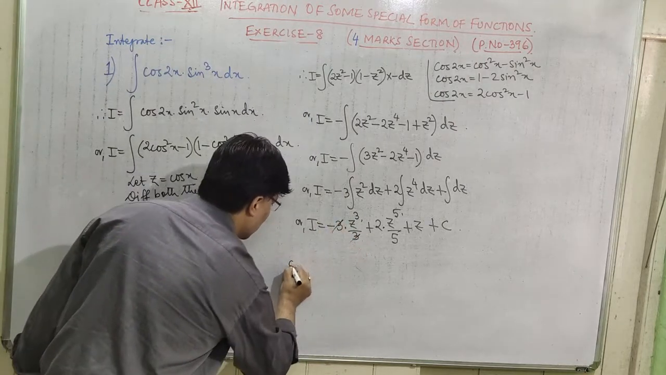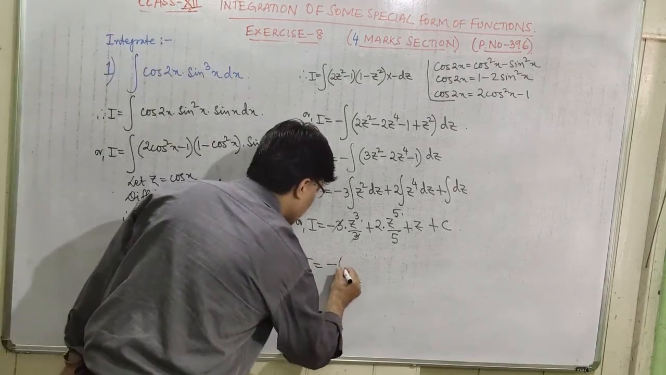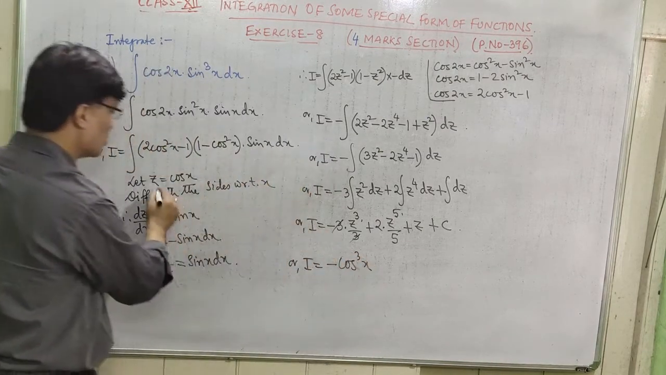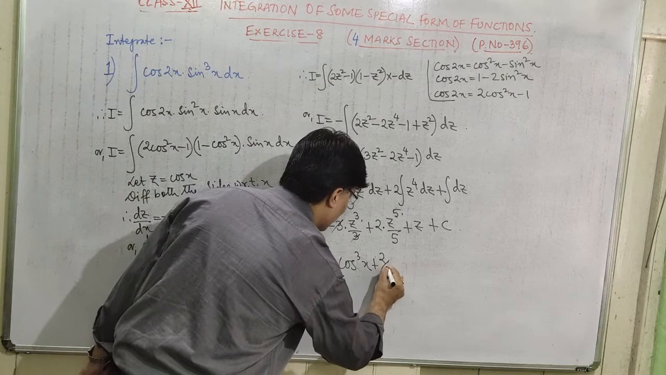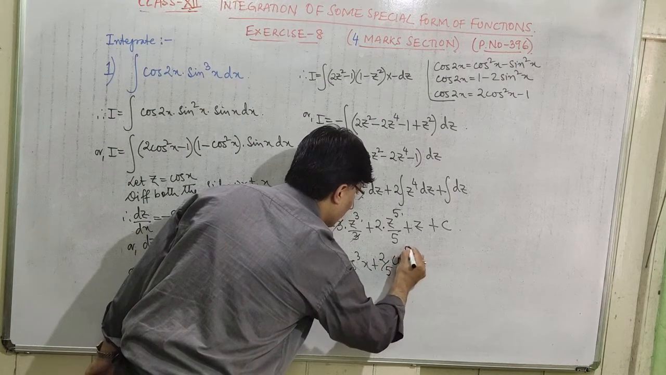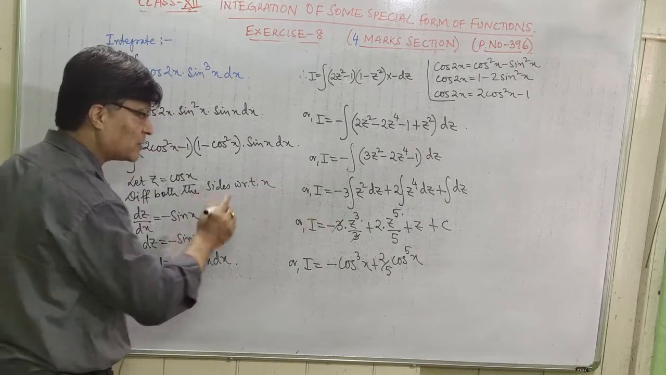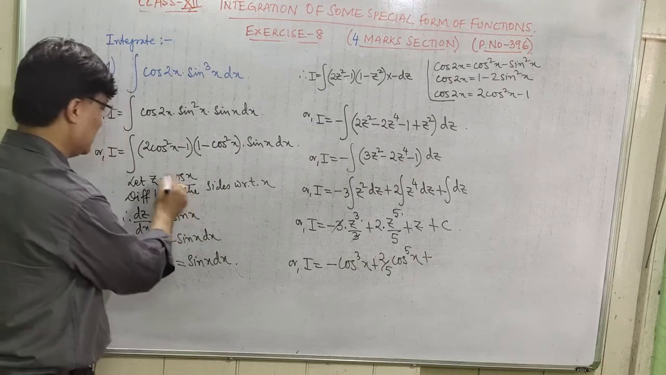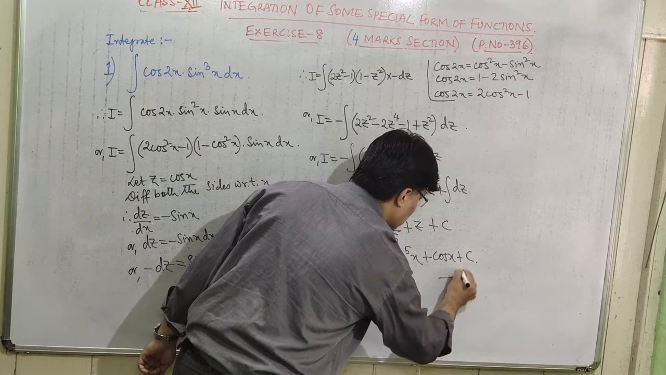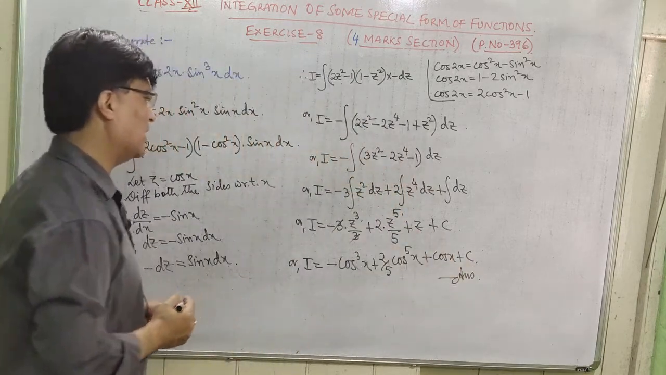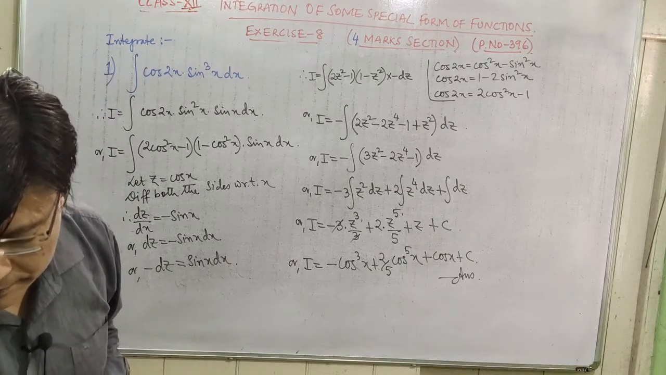So let us put the value for z now. Here this 3 gets cancelled, or I is equal to minus, what is z cube? Cos cube x, since z is equal to cos x here. Then plus 2 by 5 cos to the power 5x, that is, z here is cos x, cos x whole to the power 5 is cos to the power 5x, plus z again, z is equal to cos x, cos x. Then what do you write? Plus c. So this is the final answer. So you can copy it. Now we'll do the next question.